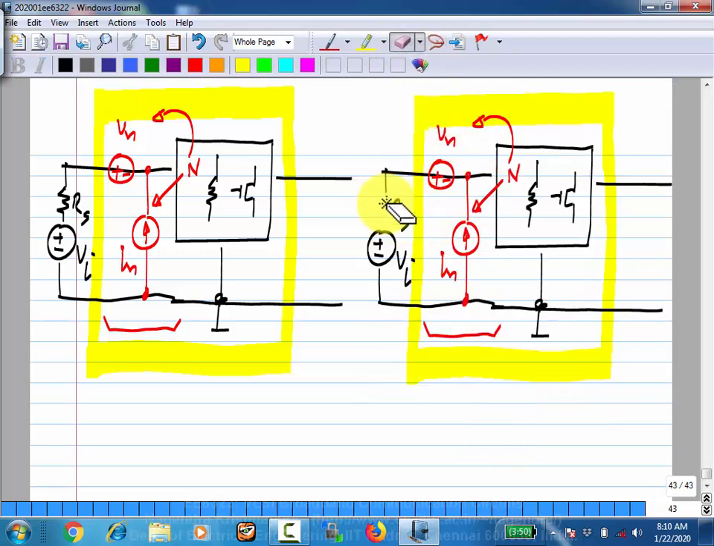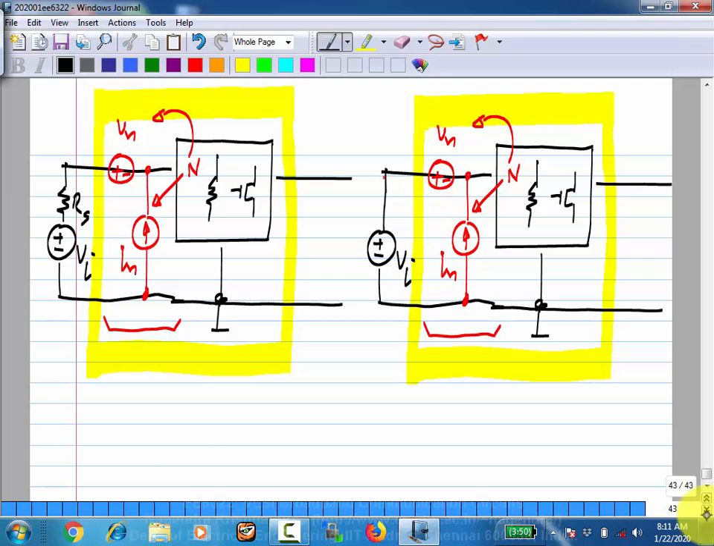Now, let's imagine that the driving input is a perfect voltage source. What happens to In? The current is short circuited. Basically, In has no effect on the output. Only Vn has, right? So in such a situation, Vn is enough. If the input is a perfect voltage source, you can use only a voltage source to represent the noise.